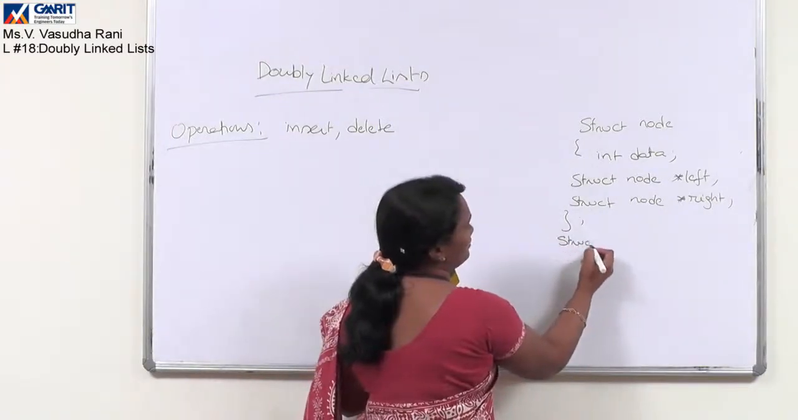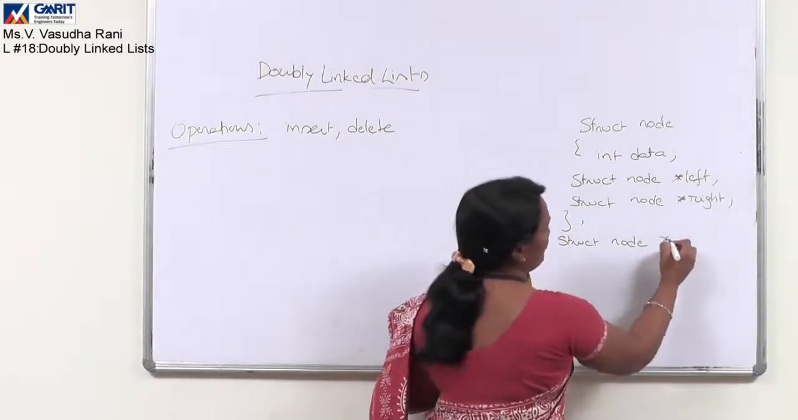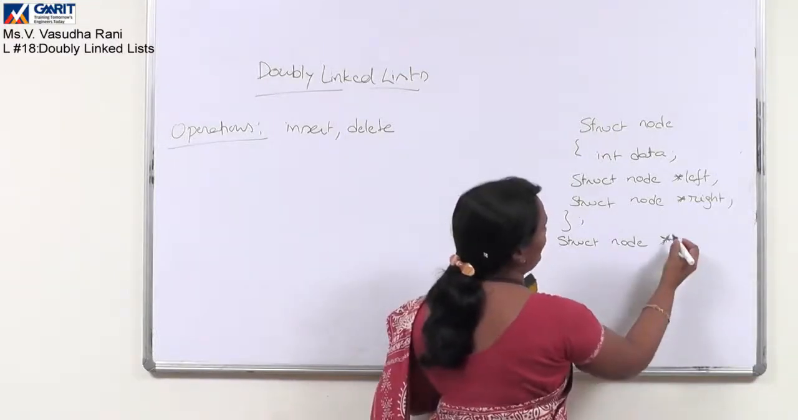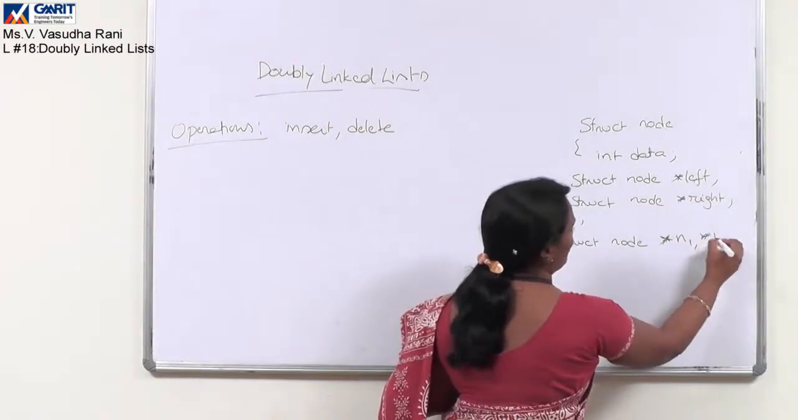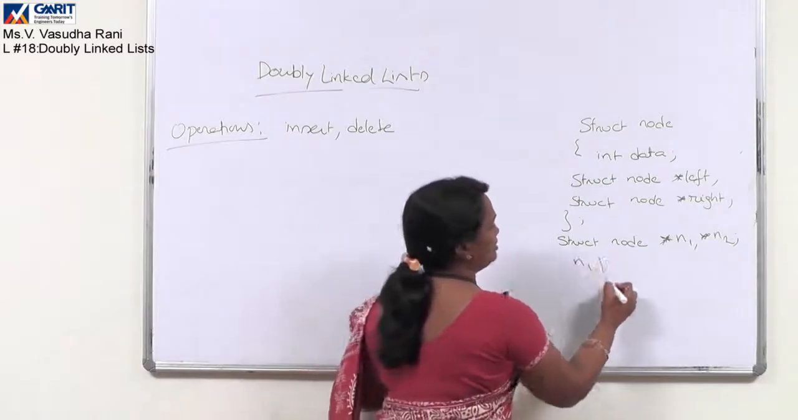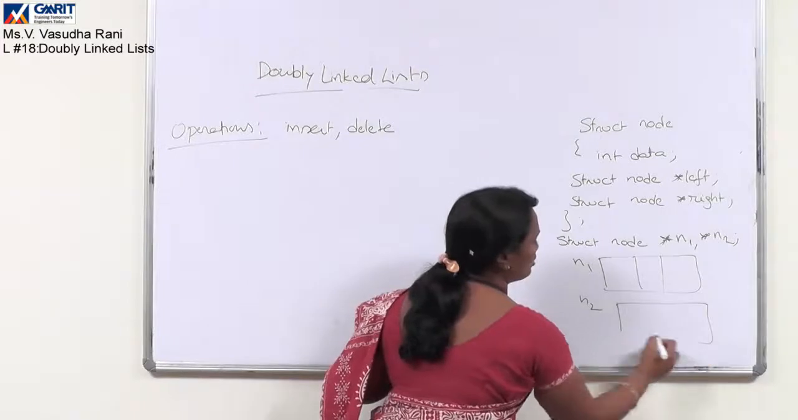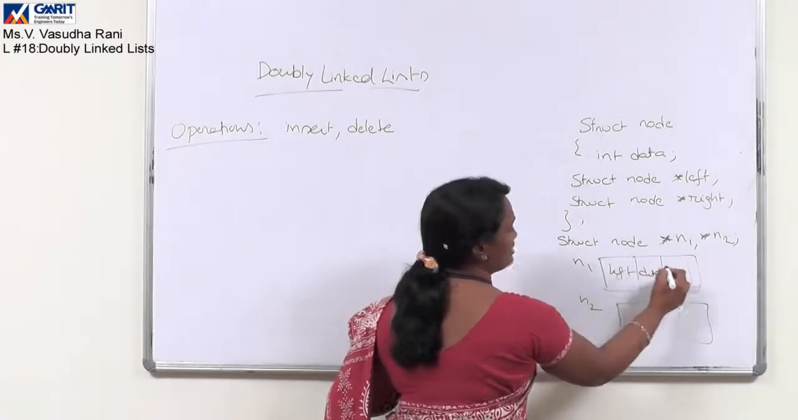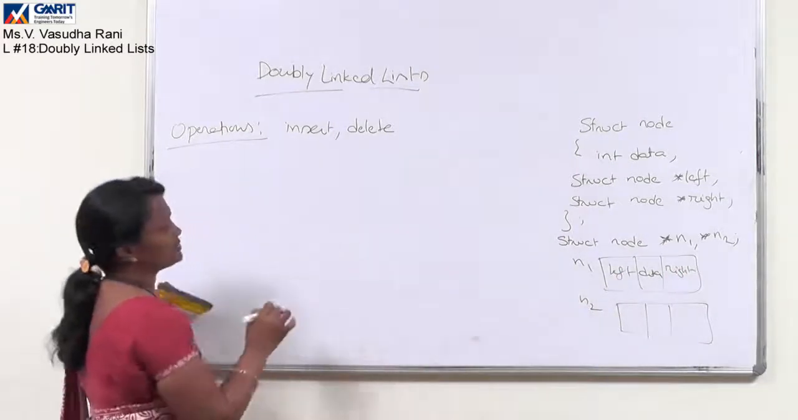Let us declare some nodes of this particular type, say n1, n2 like this. Now n1 follows this particular structure, and n2 also follows this structure, wherein this is data, this is the left pointer and this is the right pointer. So that is the structure defined.